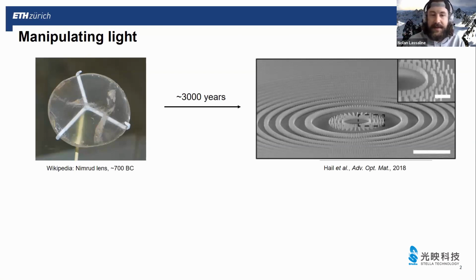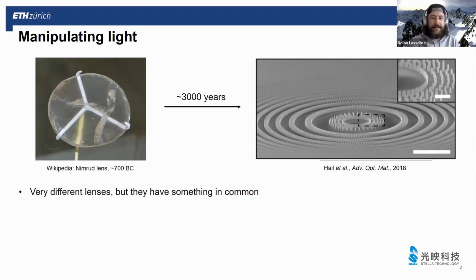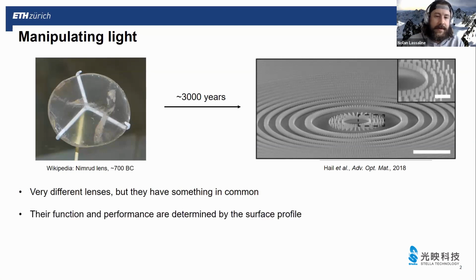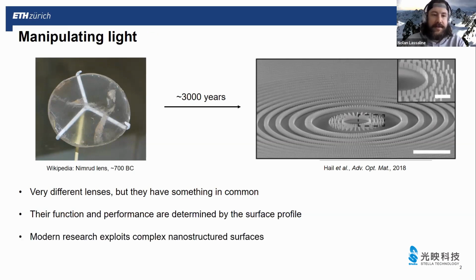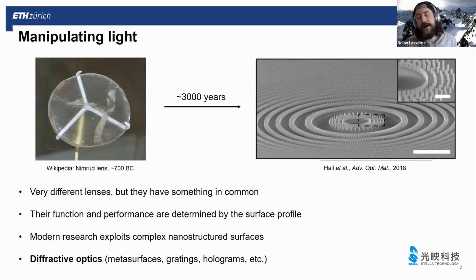And of course, these two lenses that I show here are very different. But actually, despite all these differences, they do have something in common. And that is that their function and performance, so what they do and how well they do it, is determined by the surface profile. And of course, nowadays, in contrast to some guy polishing a piece of glass, this relies on complex nanostructured surfaces. And this metasurface lens, which you see on the right here, actually belongs to a very general class of optical components, and these are known as diffractive optics. And this is, of course, what we're going to be talking about today.